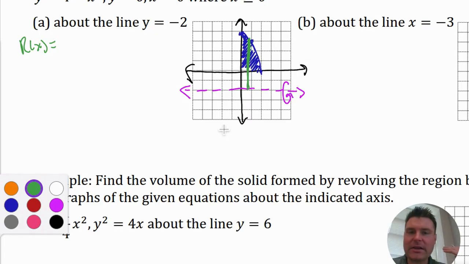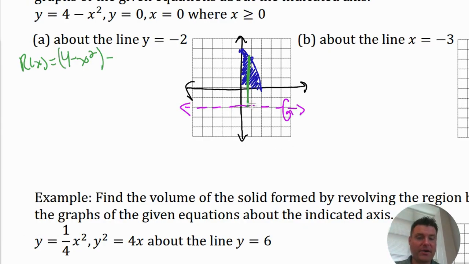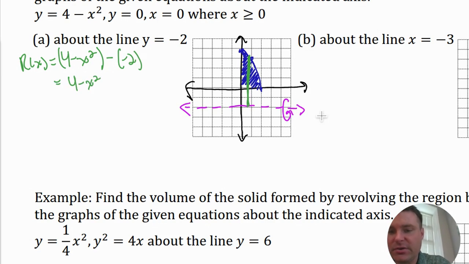You're going to hear me say that a lot in this video. It is big minus little. In this case, big is the top. The top part of that shape is going to be 4 minus x squared, minus the little. The little is actually the very bottom right here, which is the axis of rotation, because that's where my green partition sits. So it's going to be minus -2. That usually confuses people, so they'll just say, oh, 4 minus x squared plus 2.